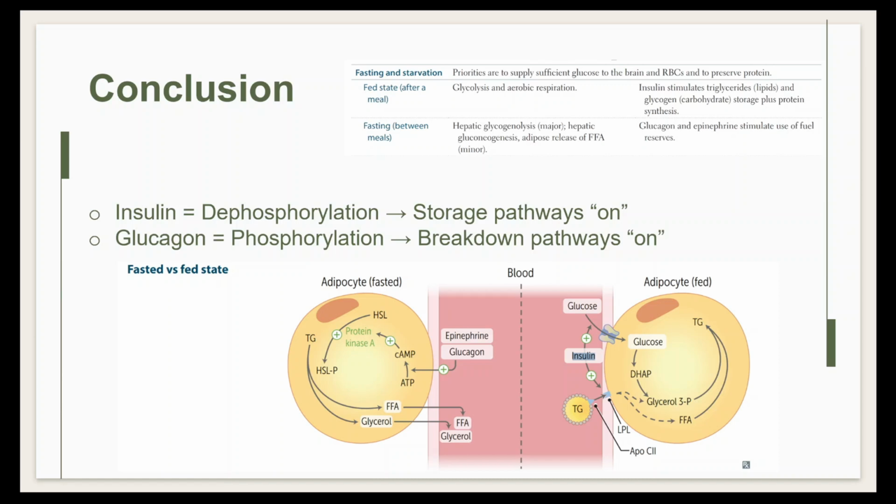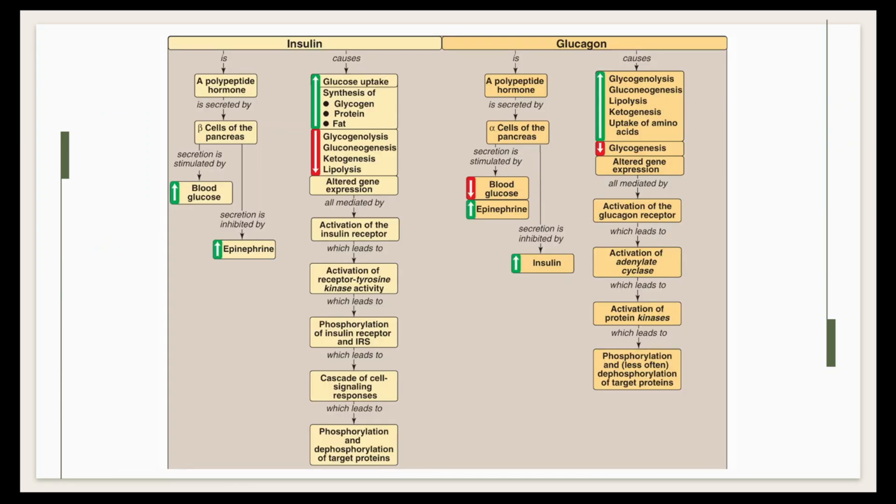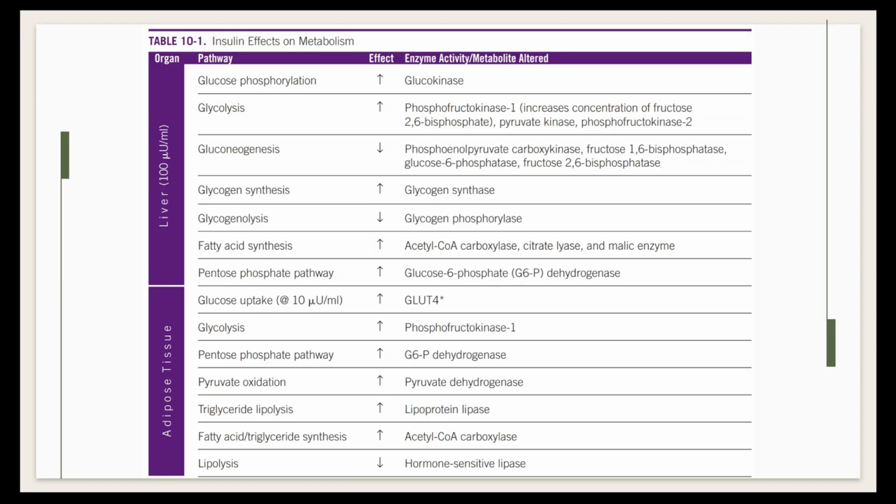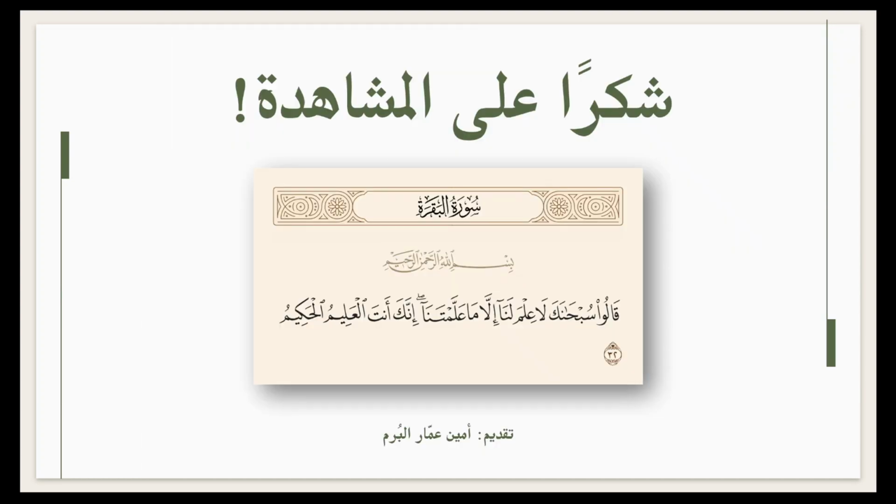This is a summary of what we have explained in the video. Another figure that summarizes the functions of insulin and glucagon. Another table that summarizes the effects of insulin on metabolism. And that's it for this video.